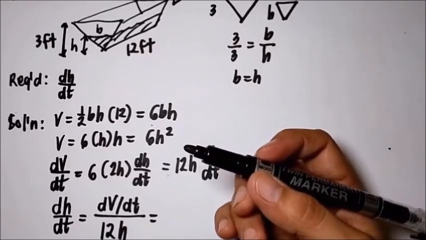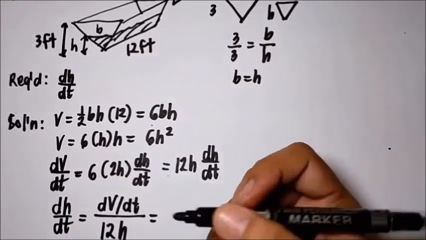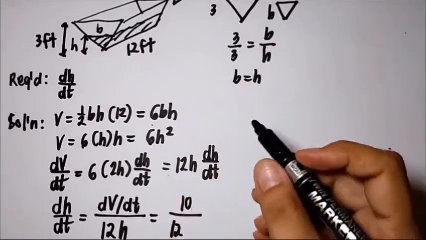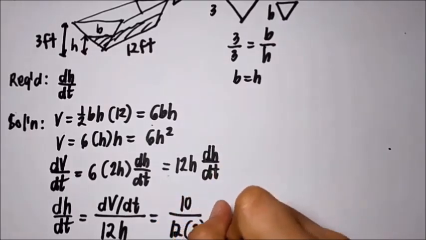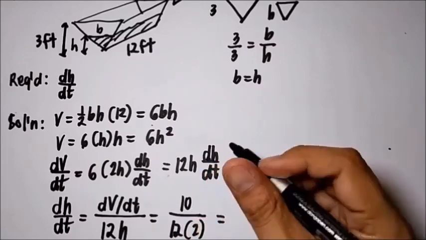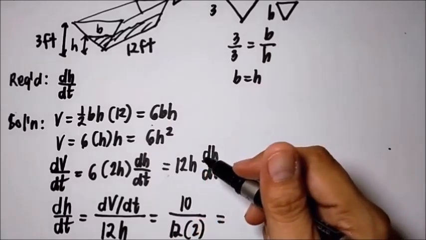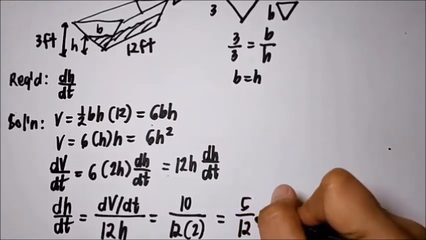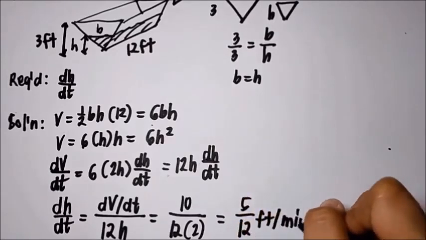The given for dV over dt is 10 cubic feet per minute, so that would be 10, and then 12. The given height is 2 feet. So this is 10 over 24, or 5 over 12 feet per minute.